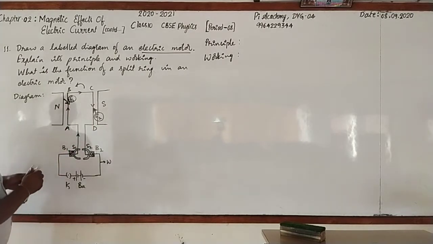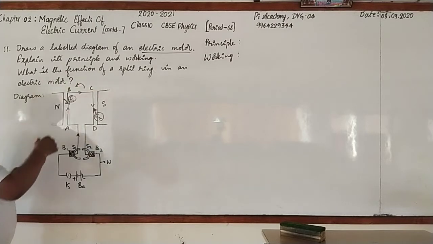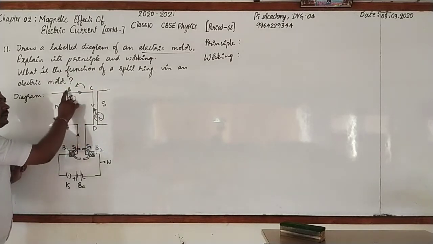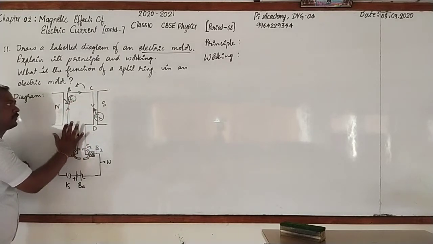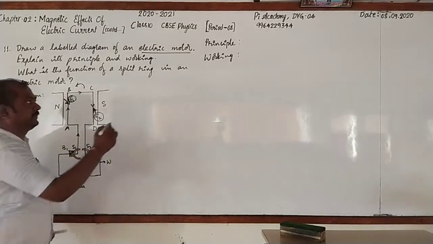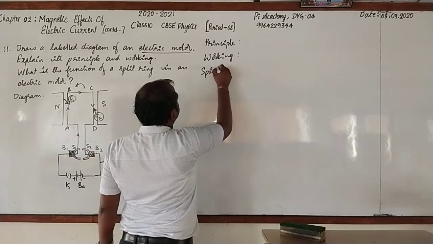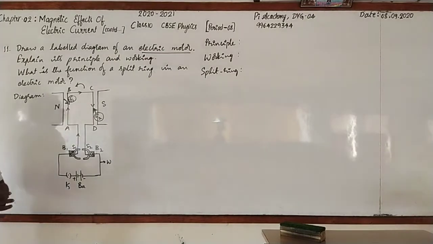So this is the principle and working. Then the function of split rings. The function of split ring is it reverses the direction of current in the coil. Once it flows through ABCD, next it flows through DCBA. Here I'll write that: split ring. Hope that you will write yourself. Once I tell the working, very simple.